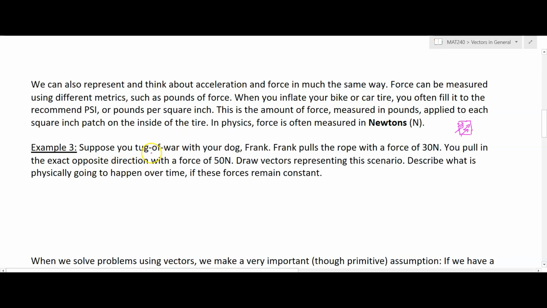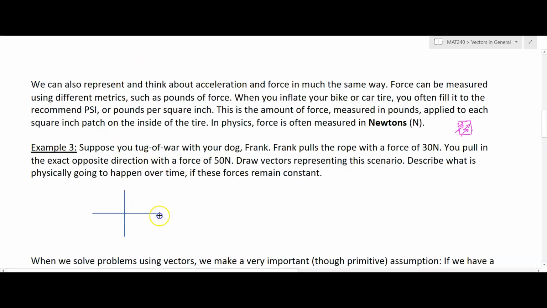Suppose you tug of war with your dog, Frank. Frank pulls the rope with a force of 30 newtons. You pull in the exact opposite direction with a force of 50 newtons. Draw vectors representing this scenario. Describe what is physically going to happen over time if these forces remain constant.